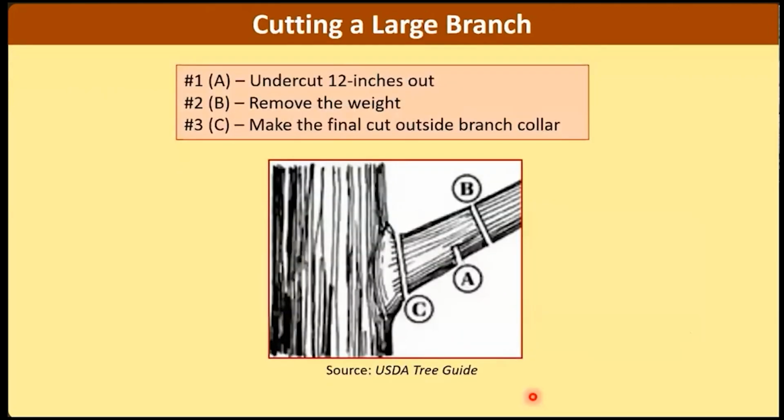Okay, if we're cutting a large branch, the steps are still: number one, make an undercut roughly 6 to 12 inches away from the joint. Number two, cut through the rest of the branch to remove the weight. And number three, remove the stub. I want to say a little bit more about the location of the third cut, labeled C.